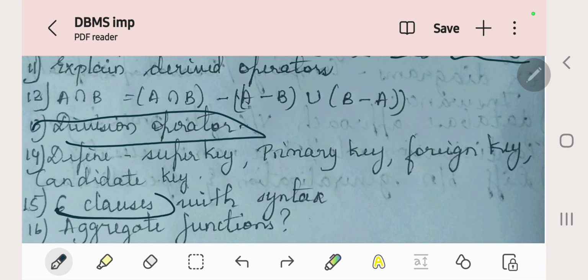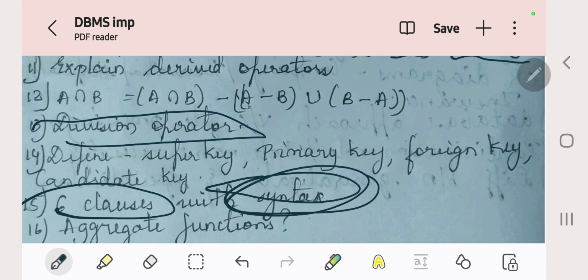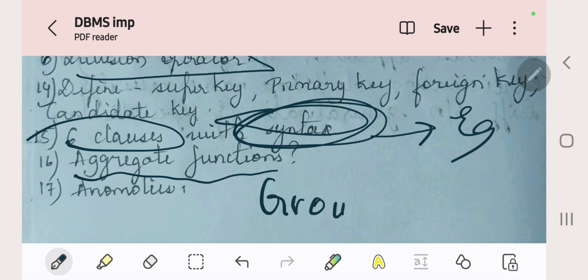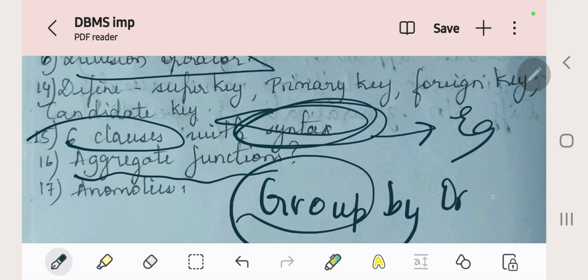Then we have 6 clauses with syntax that you have to explain. With syntax means you have to give an example also. Then we have aggregate functions. I hope you know why aggregate functions are used. In aggregate functions, like group by, order by and all, know the difference: why we use group by and why we use order by.